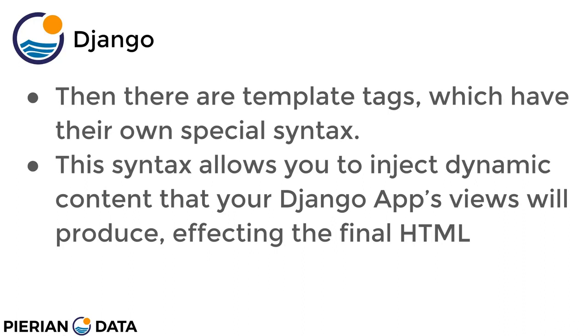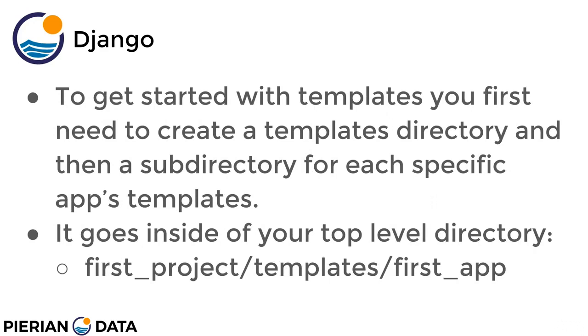the user sees. To get started with templates, you first need to create a templates directory and then a subdirectory for each specific app's templates. At least by convention, that's how we're going to do it here. It goes inside of your top-level directory. So in our example, we'll have something that looks like this: the first project folder or directory, then we'll create a new templates folder, and inside of that, we'll have a first_app folder or directory.